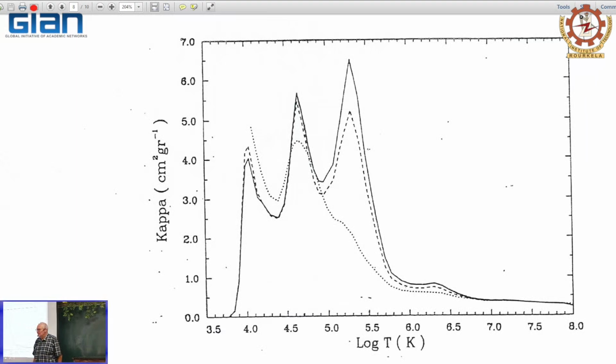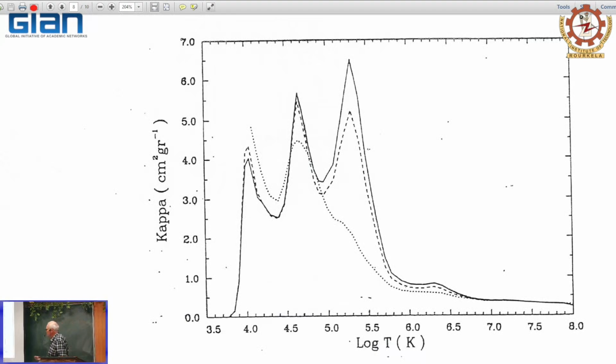And what causes these three maxima in opacity? These are ionization processes and the contribution of heavy elements. So this is hydrogen and first helium ionization. This is second helium ionization, and this is the contribution of the heavy elements.